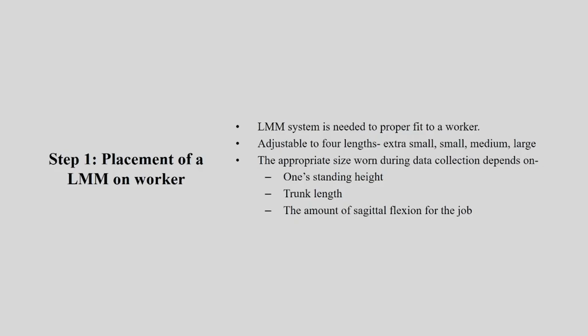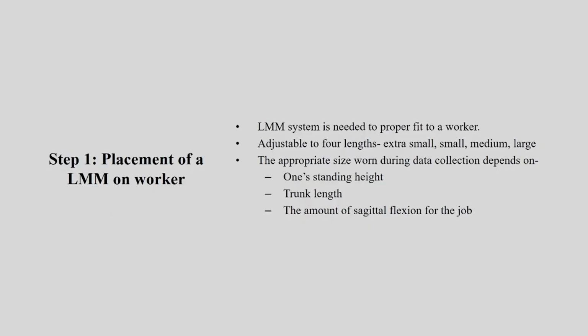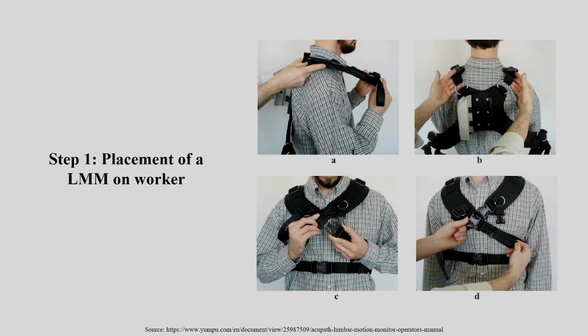Placement: some specific important things need to be considered while placing the belt and the sensor on the back. The LMM system needs to fit properly on the worker. You have adjustable lengths: extra small, small, medium and large, depending on your body size. The appropriate size you need to use during the data collection depends on one's standing height, trunk length and the amount of sagittal flexion for a particular job. Based on that, you will be wearing that particular size. The strap needs to be adjusted accordingly.